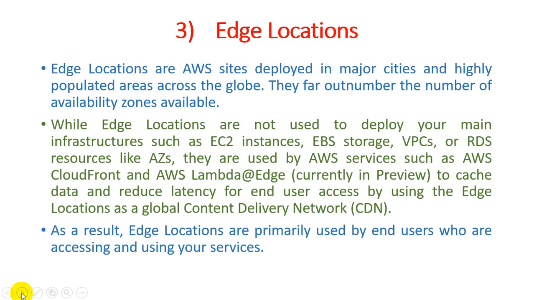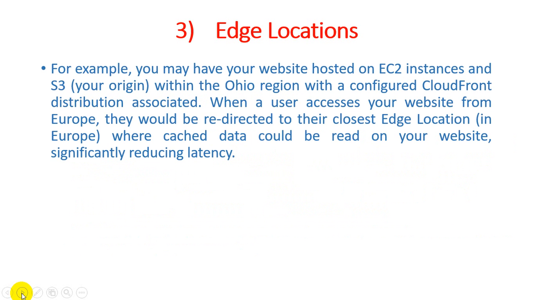So through which they can access services developed by AWS. For example, you may have your website hosted on an EC2 instance and S3 as your origin within the EU regions, with a configured CloudFront distribution associated. When a user accesses your website from Europe, they would be redirected to their closest edge location in Europe, where cached data can be read for your website, significantly reducing your latency.